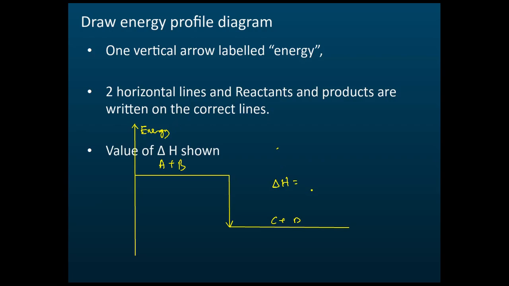Now, if the value of the delta H is not given, then you just say delta H is equal to negative. Or you can write delta H equals to negative X kilojoule per mole. What's important here is you must show that the delta H is negative. That's all. But if the value is given, then you put the value here. So that is for drawing energy profile diagram.